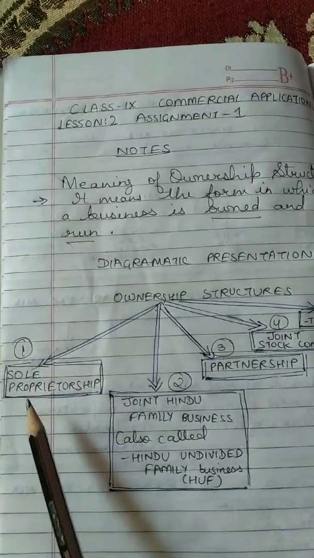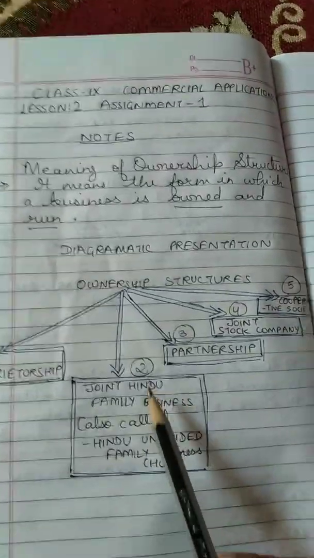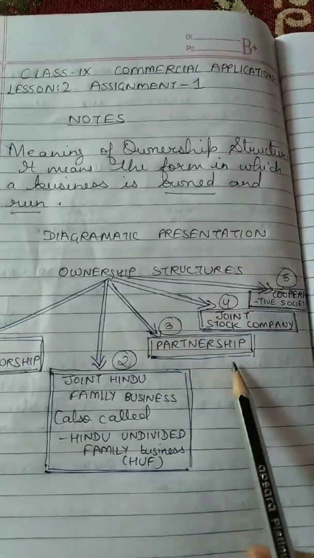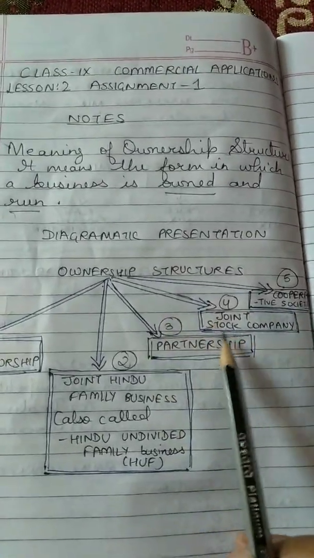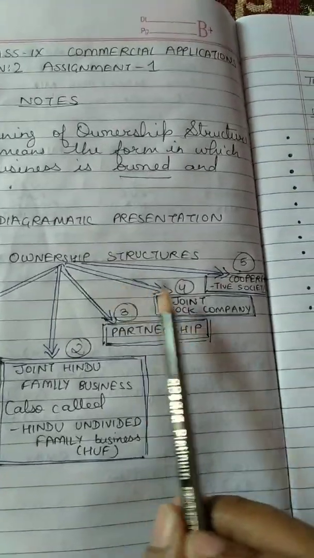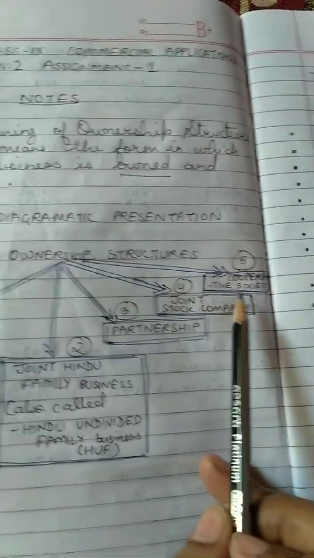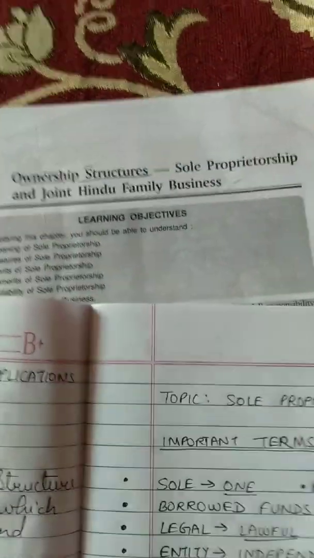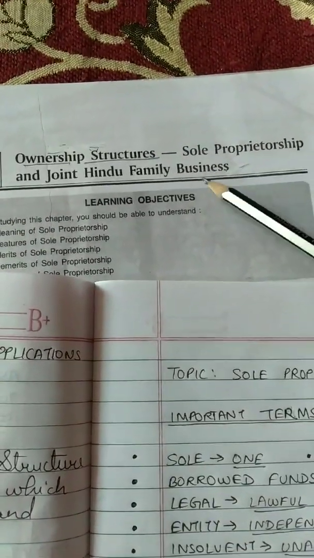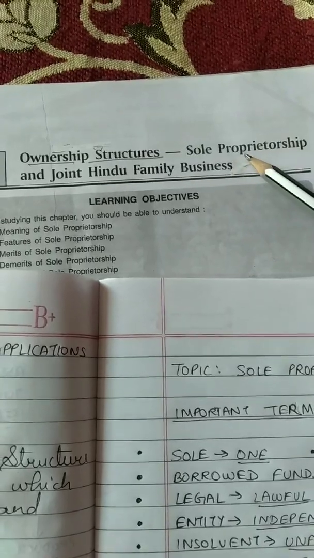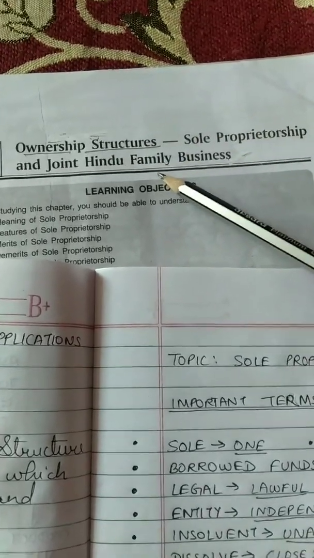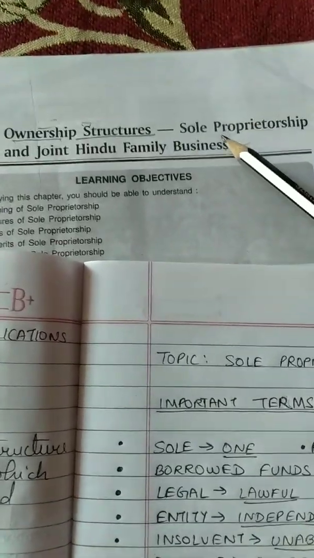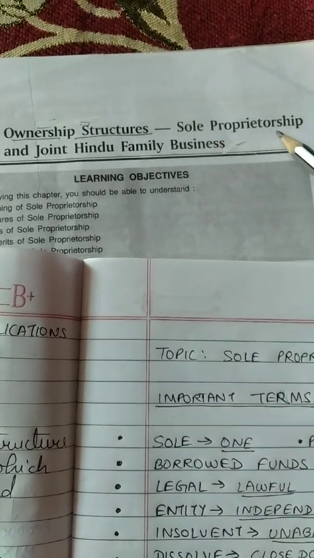First form is sole proprietorship. Second form is joint Hindu family business. Third form is partnership business. Fourth is a joint stock company, and the fifth type is cooperative society. So in this chapter, lesson number 2, we have to study two types of ownership structures, sole proprietorship and joint Hindu family business. And first we are going to take up sole proprietorship.